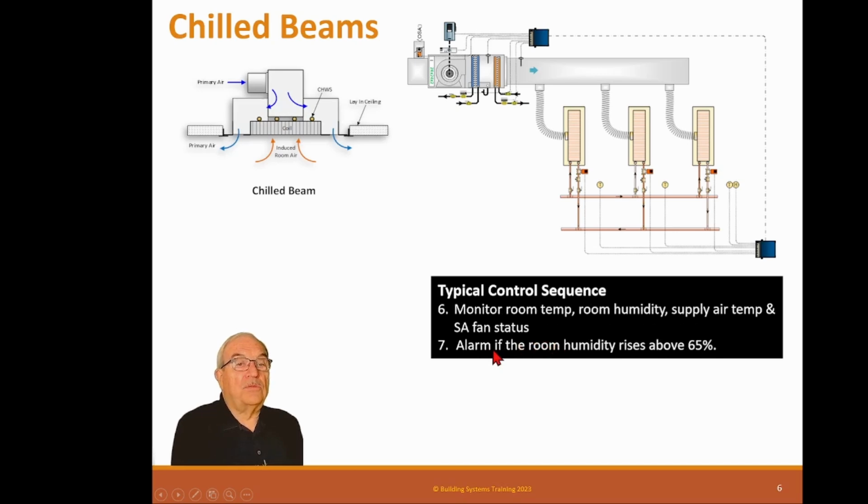Monitor the room temperature, control humidity, supply air temperature, and supply air fan status. Alarm if the room humidity rises above 65%. The same reason as the chill ceilings. We don't want to encourage any condensation on the units. So once the systems are operating, they operate fine.